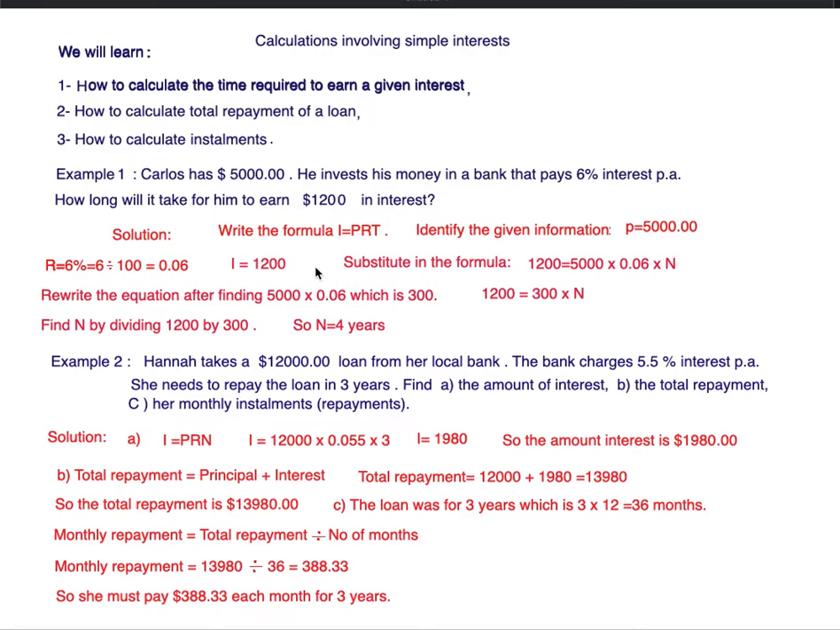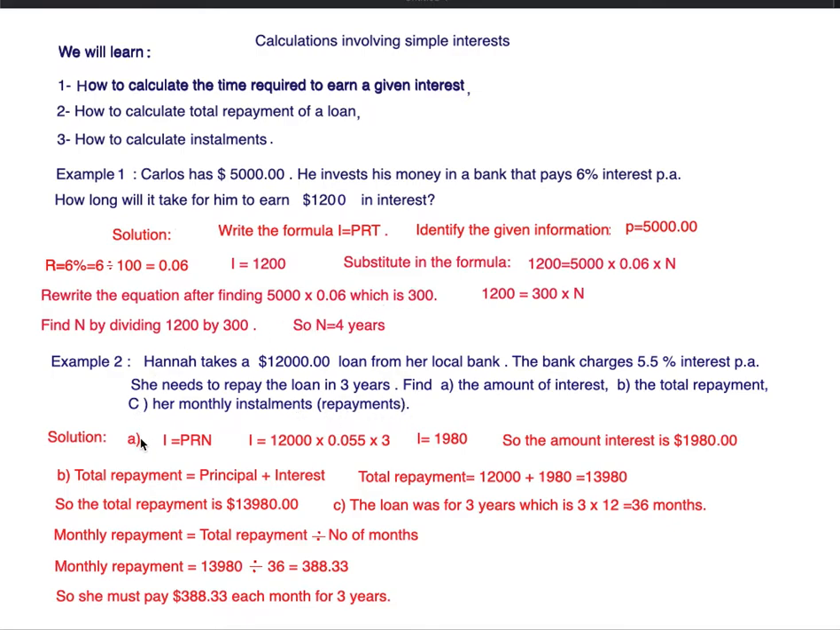That is for calculating the length of time we need to leave our money in the bank. The second question goes like this. Hannah takes a $12,000 loan from her local bank. The bank charges 5.5% interest per annum. Per annum means each year. She needs to repay the loan in 3 years. Find A, the amount of interest, B, the total repayment, C, her monthly installments or repayments.